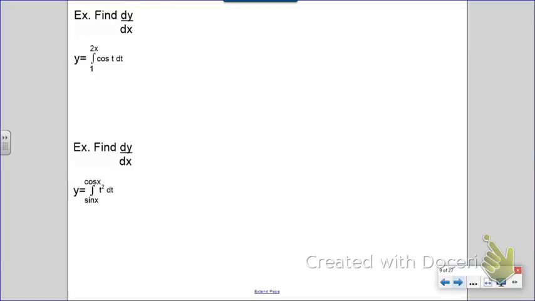Okay, another example. Find dy/dx. Here's the function with an integral. And so what we're going to do is simply replace t with x times... oh looky, it's not just an x this time, it's a 2x. So any number in the bottom, remember, doesn't affect the answer whatsoever. So my answer, dy/dx.